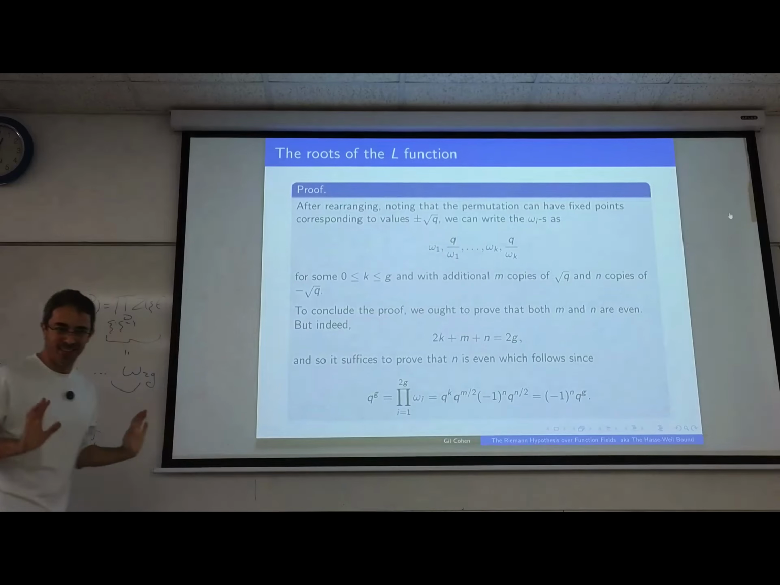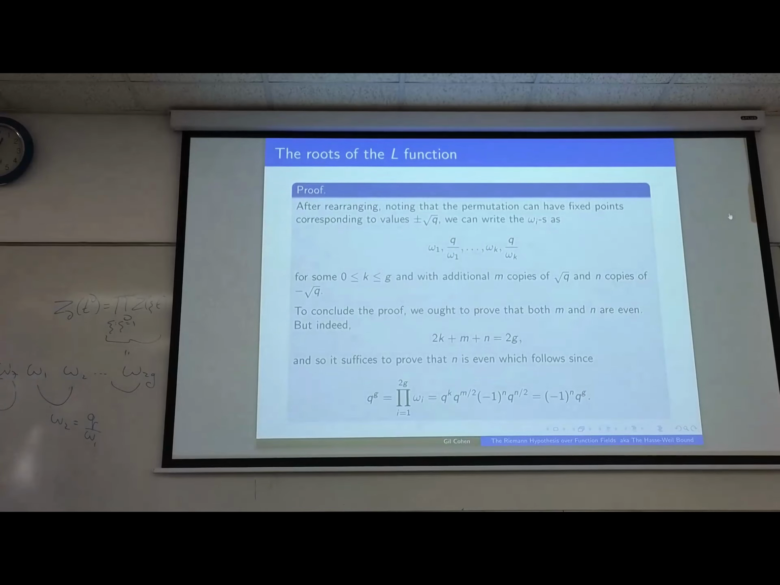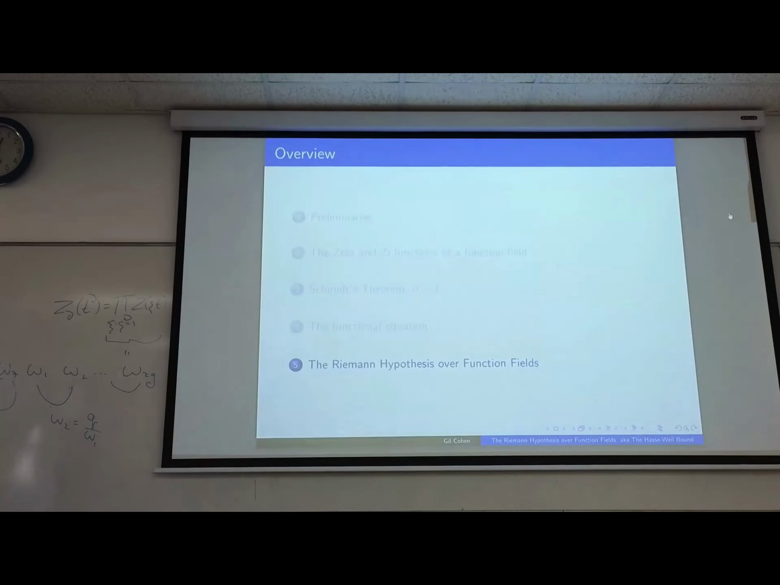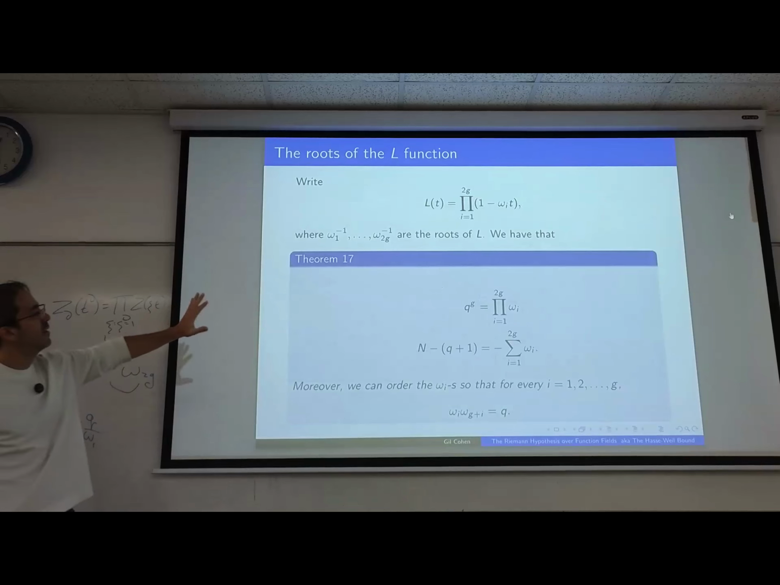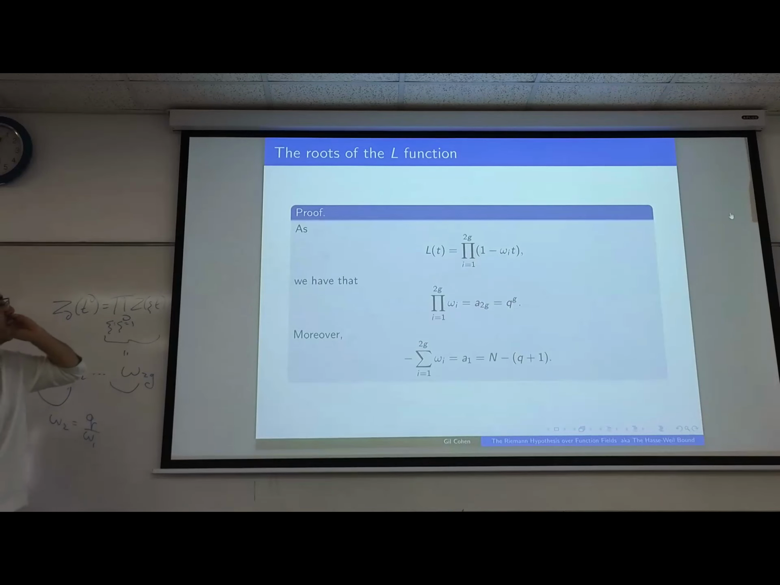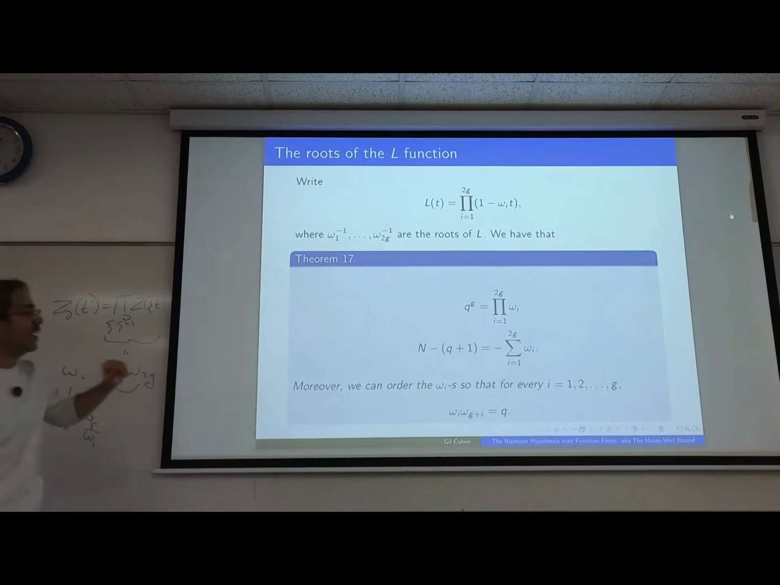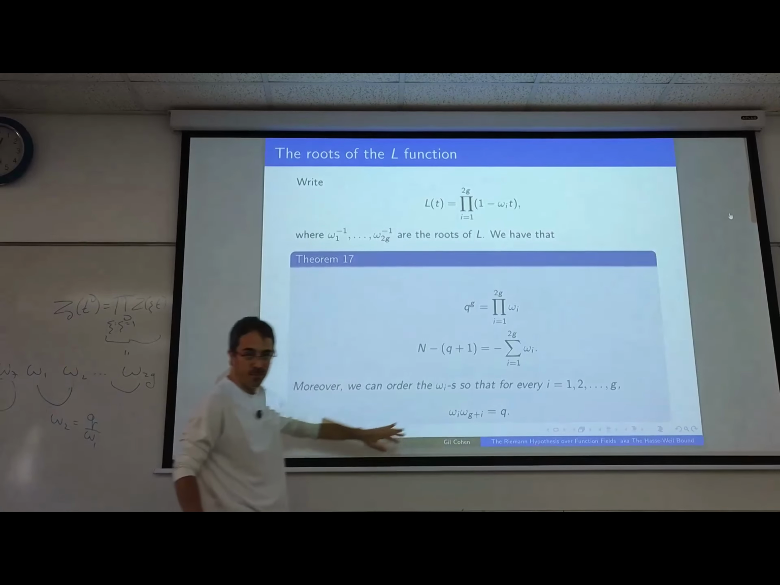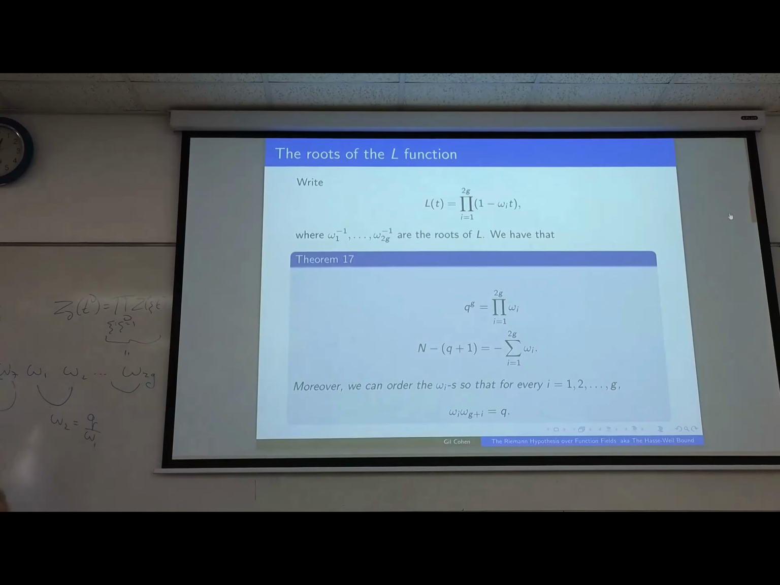So everything's fine, and they're all happy. And you can actually pair them together like that. So we have this thing. We know that we can pair the omega i's in such a way that it's very symmetric.